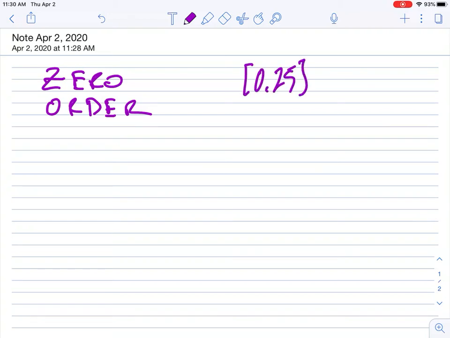So let's start with a zero order. Now here's the whole idea of what a half-life is. A half-life is the time required for a concentration to become half of what it was at the beginning. So let's say that your initial concentration was, I don't know, 0.25. The half-life is going to give you how long it takes for that concentration to become half of that, hence the term half-life.